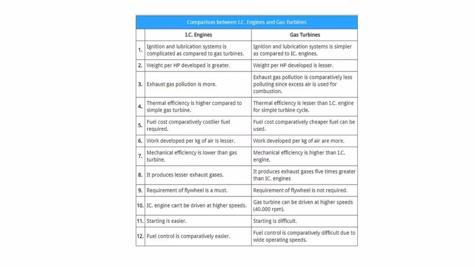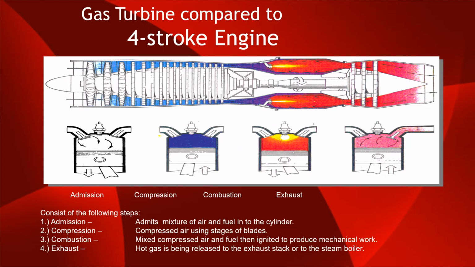Thermal efficiency is higher for the diesel engine, lower for the gas turbine. Fuel cost is high for the diesel engine, low for the gas turbine. Work developed per kilogram is less for the IC engine and more for the gas turbine. An IC engine cannot be driven at a high speed, whereas a gas turbine can run up to 40,000 RPM. For an IC engine we need a flywheel, whereas a flywheel is not required in the case of a gas turbine.